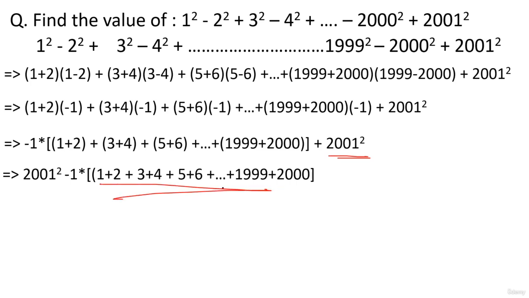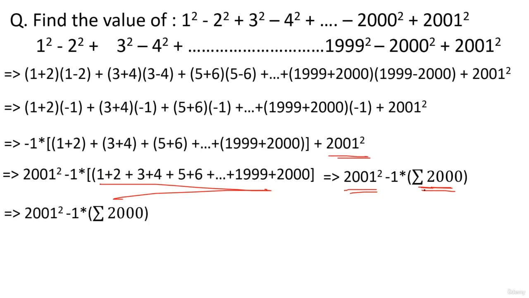Okay, now what is this part, guys? Summation of the first 2000 natural numbers. Okay, and what is here? 2001 square. So this formula basically becomes n into n plus 1 divided by 2.